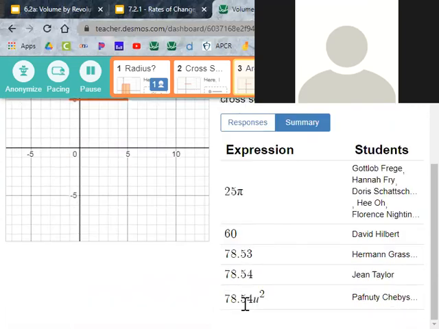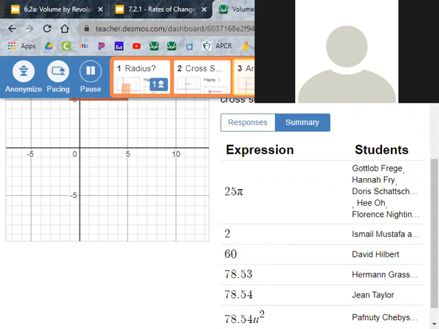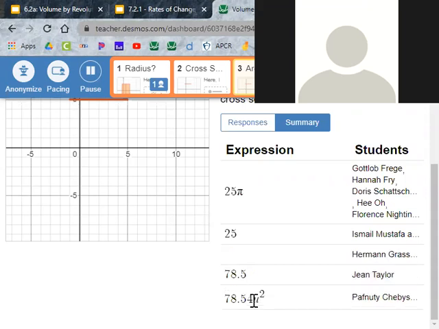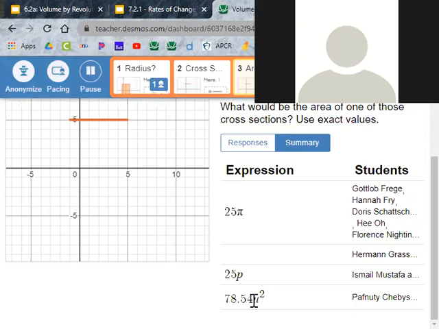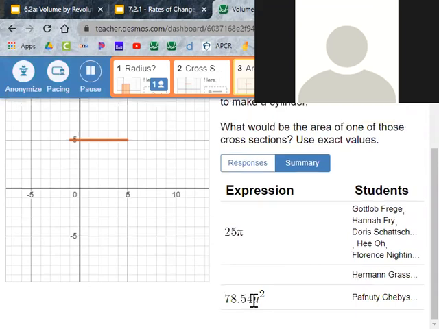These last three would be accurate to 2 decimal places. Remember, when we do stuff in calculus, you need to be accurate to 3 decimal places. So if you were one of those, you should double check that and make sure you're accurate to 3 decimal places. So I'll give you a moment to change that. 25 pi is perfectly fine. 78.53 or 54 would be fine if it was to 3 decimal places. If that was the AP test, technically your answer would be wrong. So you want to make sure you don't mess with that.